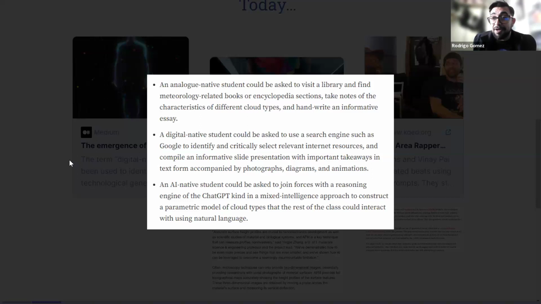That's sort of what we were doing with our tasks, our assignments, what we were requesting from students. And now an AI native might instead be asked to join forces with a reasoning engine of the ChatGPT kind in a mixed intelligence approach to construct a parametric model of cloud types that the rest of the class could interact with using natural language. So that sounds a bit, huh?